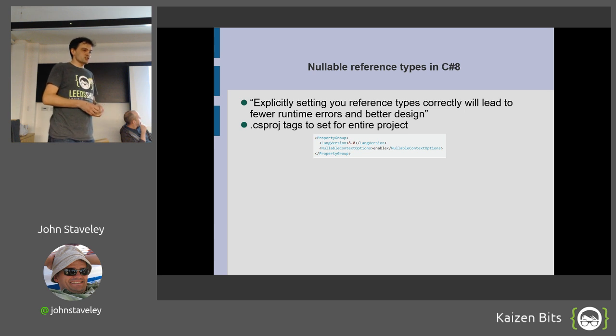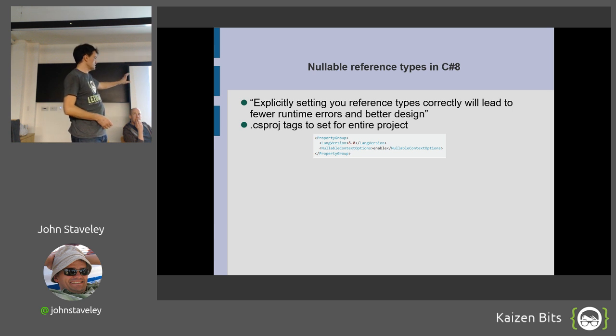So controversially, when you do file new project on C# 8, this is on by default. So if you want a nullable string, it's going to be string question mark from now on. And in the csproj, that property controls it. Nullable context options enable. That sets it up for the entire project.